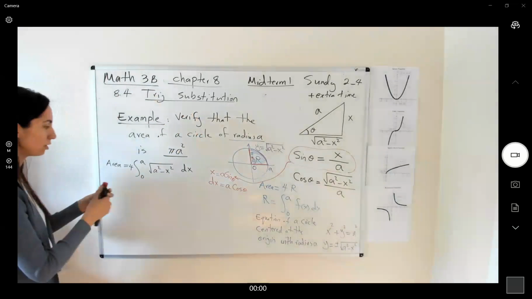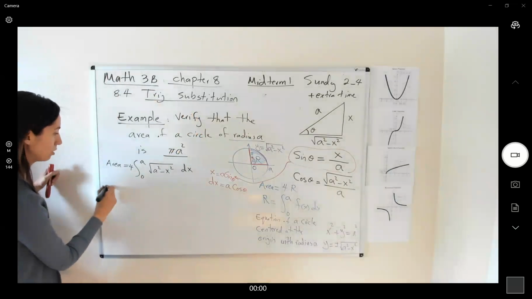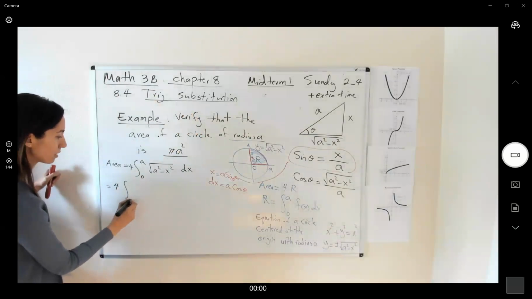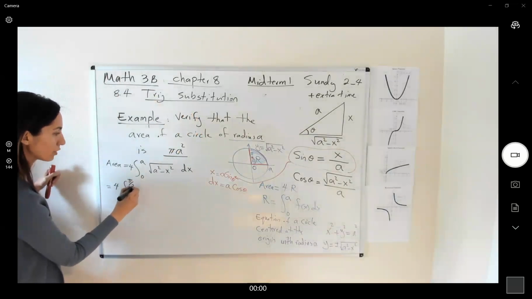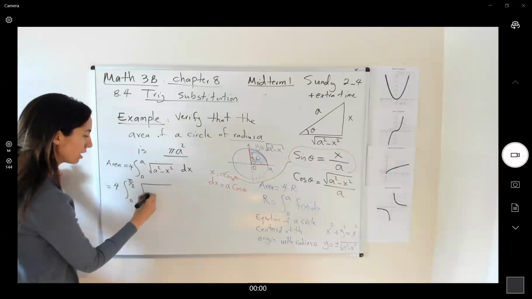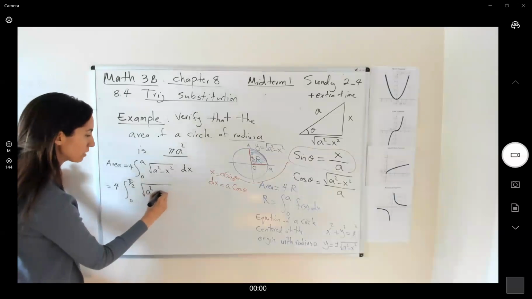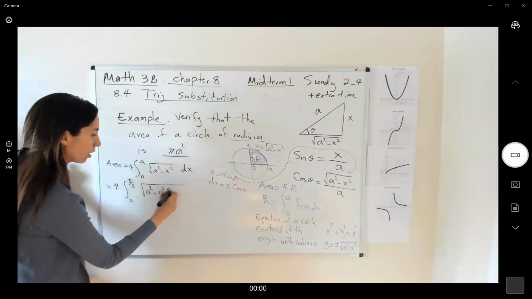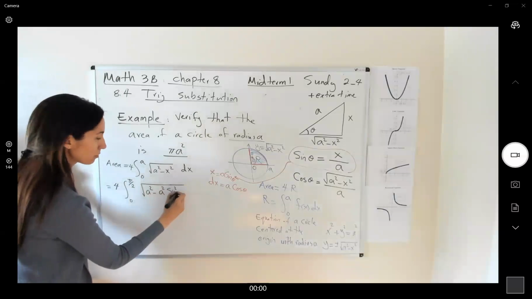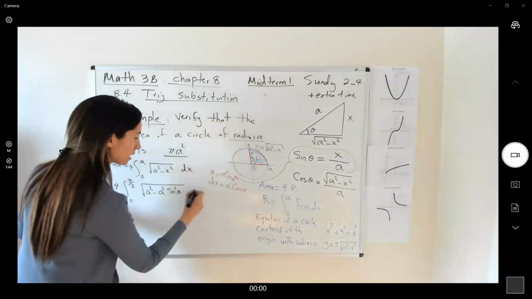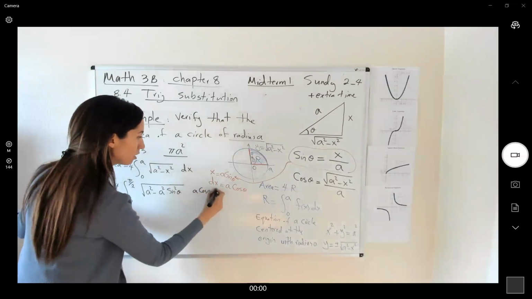So this integral is now 4 times the integral from 0 to pi over 2 of the square root of a squared minus a squared sine squared theta, times dx, which is a cosine theta d theta.